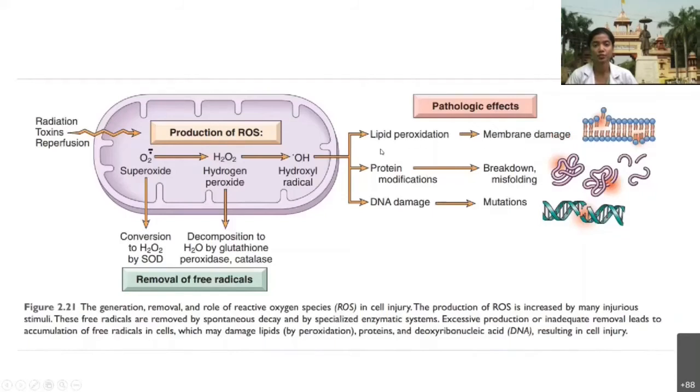There can be lipid peroxidation, which will lead to membrane damage. There will be protein modifications which will lead to breakdown and protein misfolding, which will accumulate and lead to various disease processes. And also there will be DNA damage in the form of mutations. There can be single strand break, double strand break, which will lead to a mutated form of DNA.